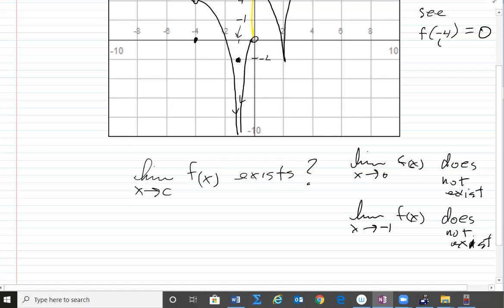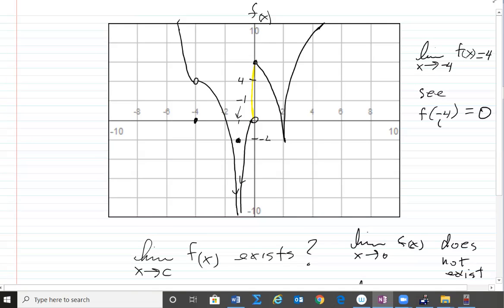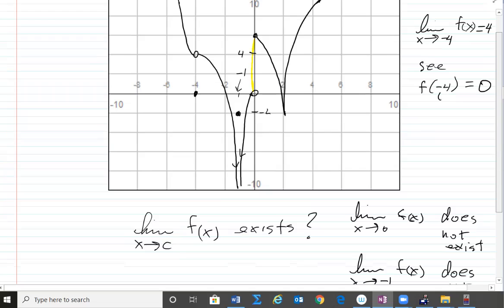So everywhere where the function is defined, we have limits except at those points that I've listed here. Okay.